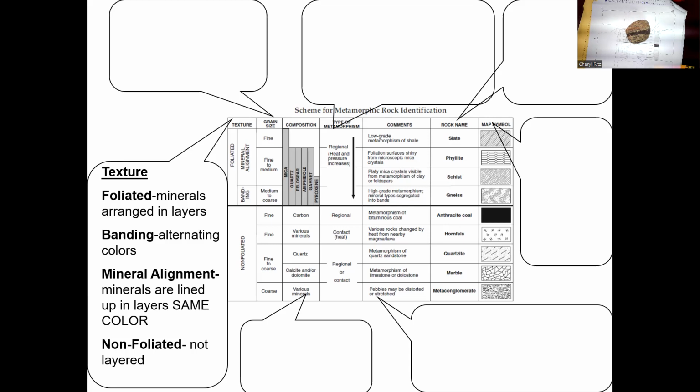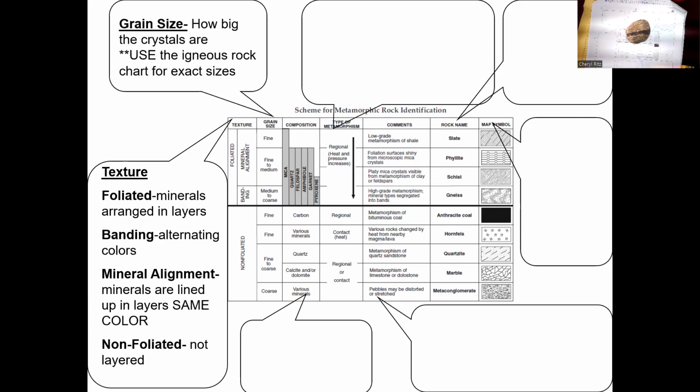So you do have to remember what those three, I guess technically 4 words mean. Foliated, layers. Banding, alternating layers of color. Mineral alignment, minerals are just lined up in layers. And then non-foliated, no layers. Grain size, just like we've been dealing with grain size this whole time, it's just how big the crystals are. Again, if you're looking for an exact size for these names, you're going to check out page 6 of your reference table with the igneous rock chart.